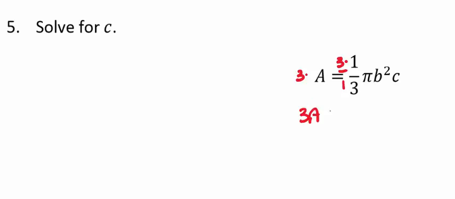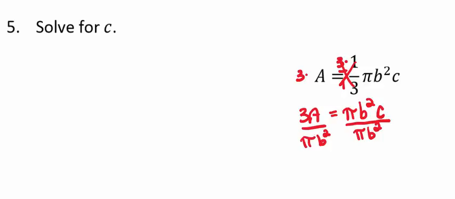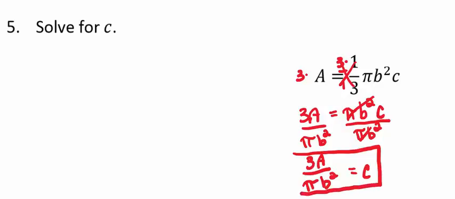So what we have here is 3a equals pi times b squared times c. And since I'm solving for c, I can simply divide by pi times b squared. That is all one value. Same on this side as well. The pi b squareds cancel, and it leaves me with c equals 3 times a divided by pi times b squared. That does it for this question. Please stay tuned for the question that follows.